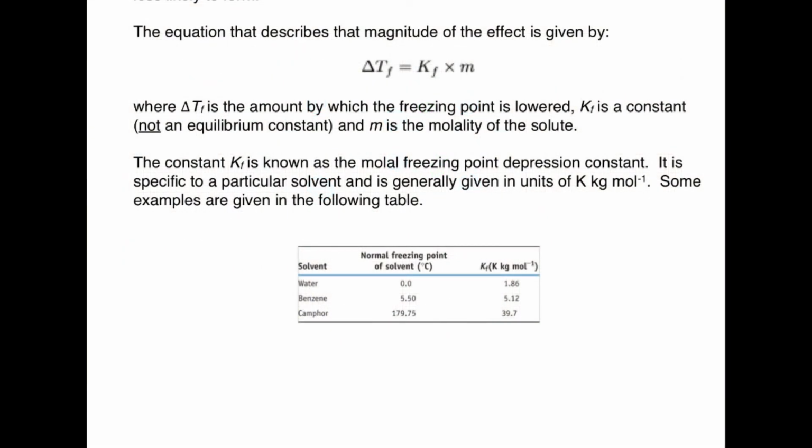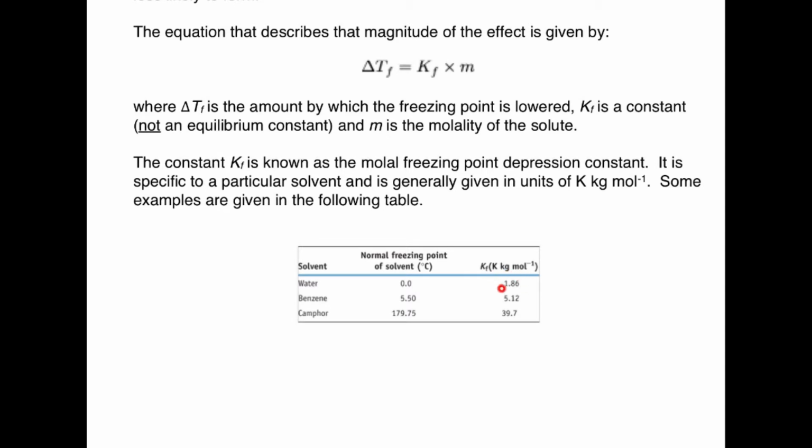Here is a table taken from the notes where I've listed just a few of these for your information. Water, for example, has a Kf, or freezing point depression constant, of 1.86 Kelvin kilograms per mole. So these units might seem a little bit odd, but they're precisely what we need to work out, according to our equation, what the temperature change will be. More on that in just a second.